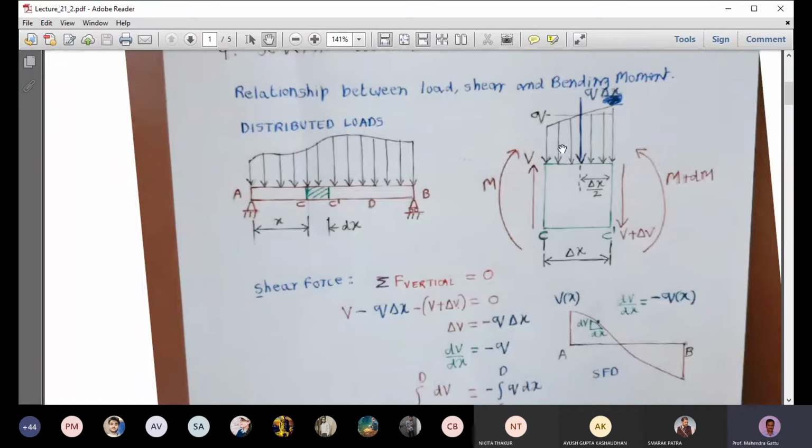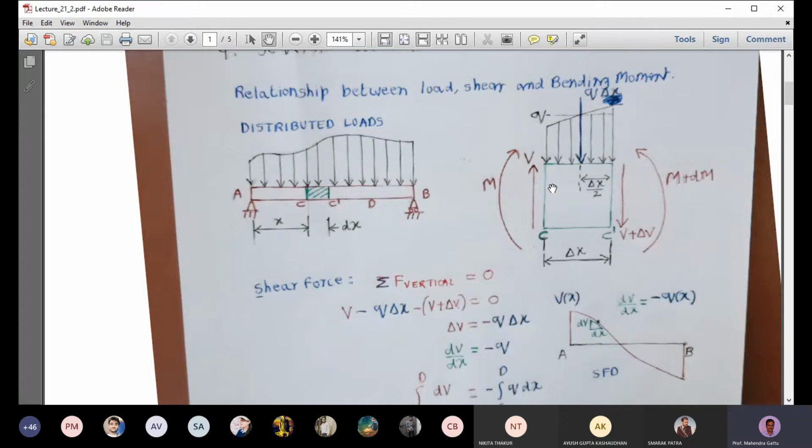There is a distributed load acting on this element, and since the size of the segment is very small, we can assume the distributed force to be constant in this small segment. The distributed force is indicated by Q, and so we can identify the shear and the bending moments on these two faces. On the left face, according to the convention, the shear force direction will be upward and the bending moment will be clockwise. And on the right face, we have shear in the downward direction and the bending moment again will be in the anti-clockwise direction.